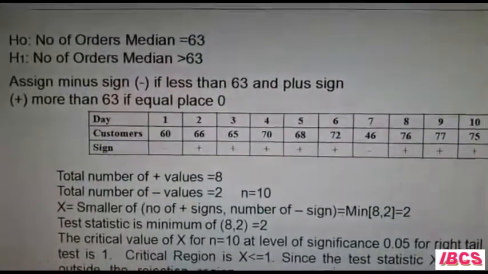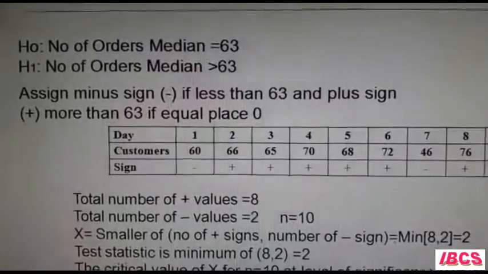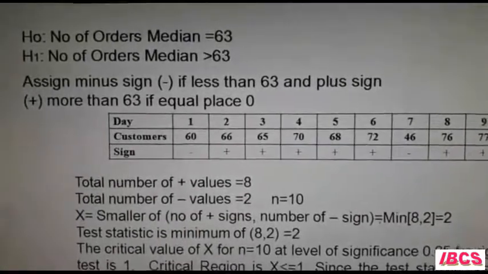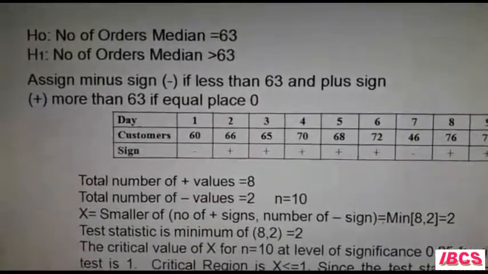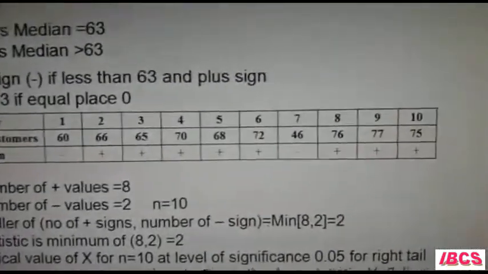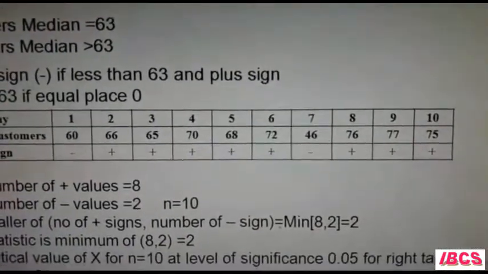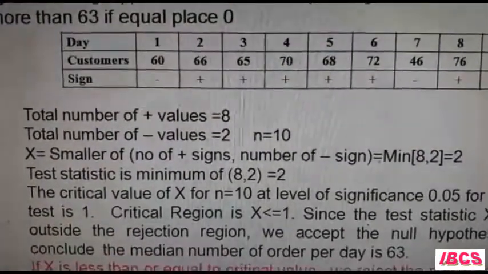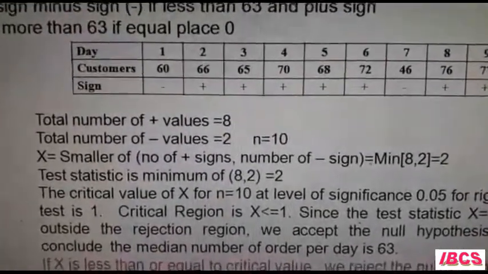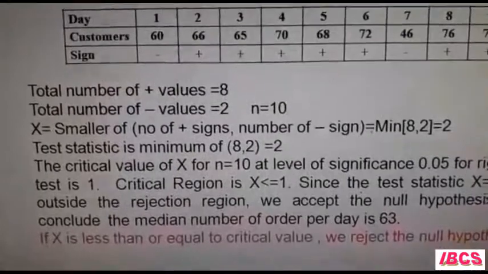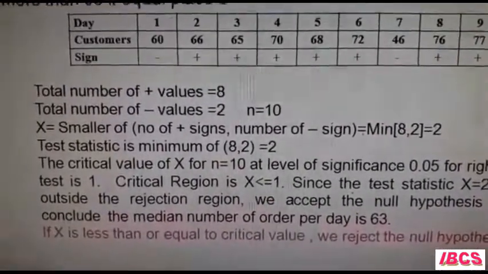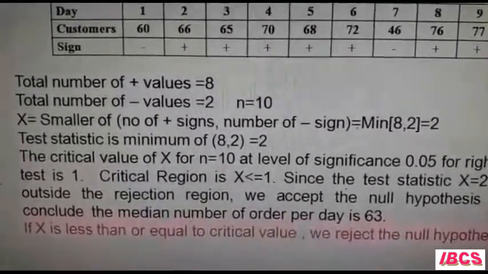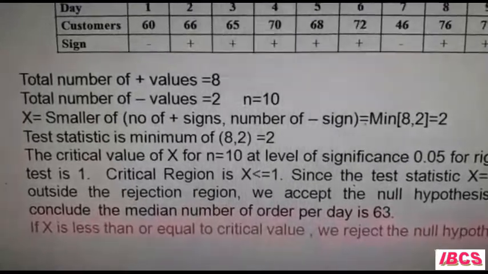Now the solution. The null hypothesis is that the median number of orders is equal to 63. The alternative hypothesis is that the median number of orders is greater than 63. So now you assign minus if less than 63 and plus if more than 63. If equal, place 0. This is how we got the plus and minus signs. The total number of plus values is 8, and the total number of minus values is 2. So n is the number of plus signs and minus signs, that is 10. X is the smaller of the number of plus signs and minus signs, so the minimum of 8 and 2, that is 2. The test statistic is 2.